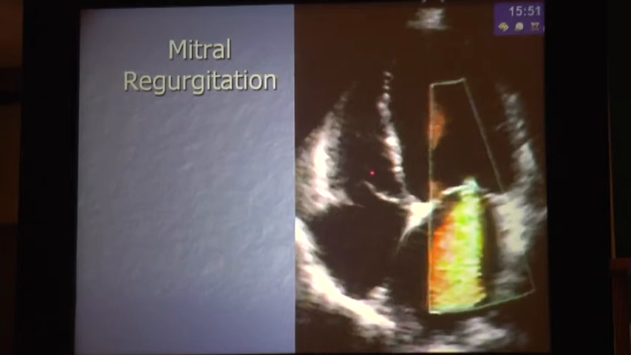Like I said, this is a good image of a colored Doppler, which helps us in diagnosing mitral or aortic regurgitation. So this is a colored flow, or the blood flow, which is coming from the LV down to the LA. Normally, as we all know, the blood should flow from the LA to the LV and further on. This blood is regurgitating back to the LA. So there's a severe mitral regurgitation which can be easily picked up at the bedside.